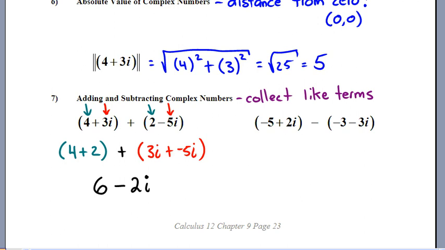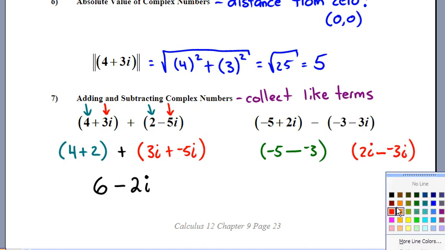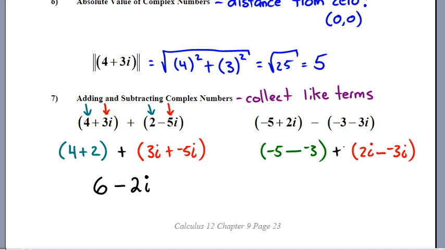So I would be looking at this going, all right, I've got to go negative 5 and then subtract a negative 3. Oh, and there's also this imaginary chunk where I'm going to go 2i and then subtract a negative 3i. It's the same logic, right? And then we'll just blend those two answers together.